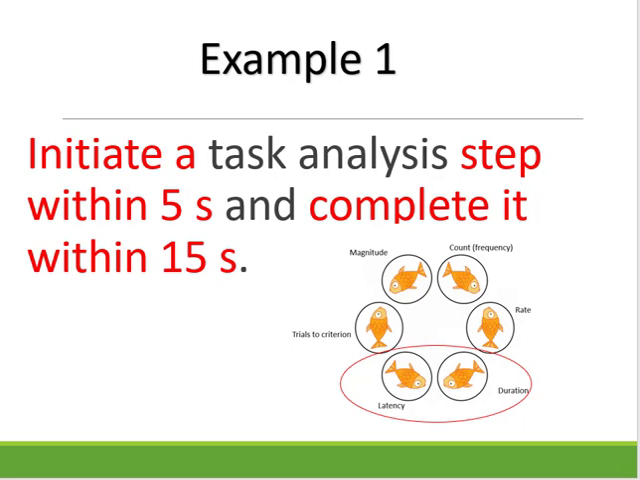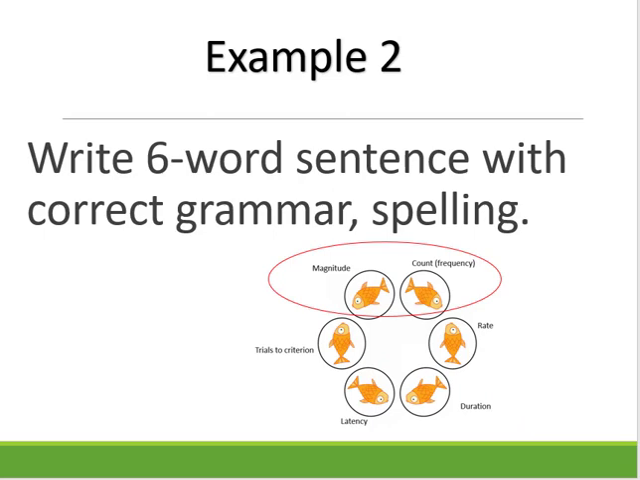On the slide is the image of 6 fish-filled circles with a ring around the circles labeled for latency and duration. Example 2 is write a 6-word sentence with correct grammar, spelling. This was the example we saw earlier, and it indicates an observable, measurable behavior. This narrowly is a count behavior. We could say, yes, they wrote a 6-word, syntactically correct sentence once, twice, or 3 times. However, we can evaluate on the dimension of magnitude using a rubric to evaluate the degree to which the student used grammar and spelling in writing the 6-word sentence.